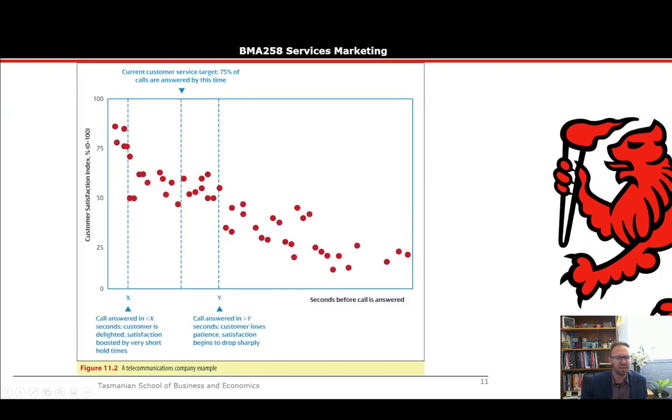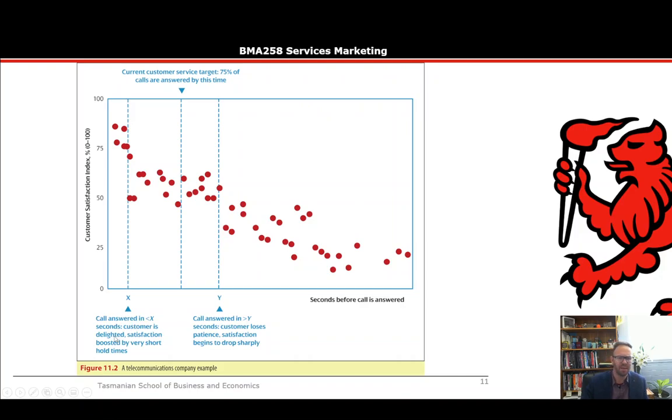All right, so let's have a look at this model here. So here's a telecommunications company example. They've got the customer satisfaction index on the left, on the y-axis, from 0, which means completely dissatisfied, to completely satisfied here. Now, at this X point here, the call's answered in X seconds.